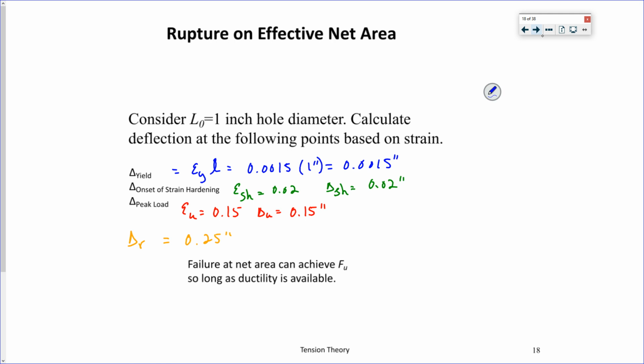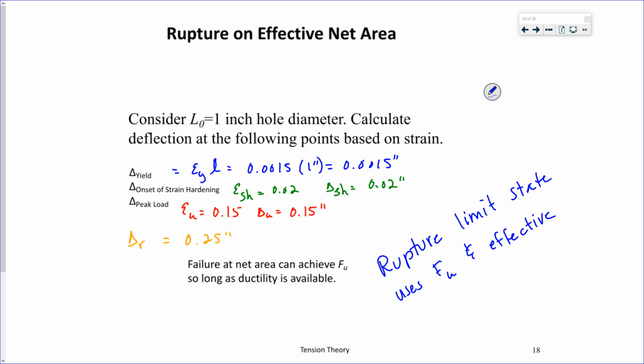So that is why the rupture limit state uses FU and our effective net area. I'll tell you what effective means in a minute, but the net meaning you're taking out the holes. Right, you're reducing your cross-sectional area, because you're reducing how much area you account to resist the load.